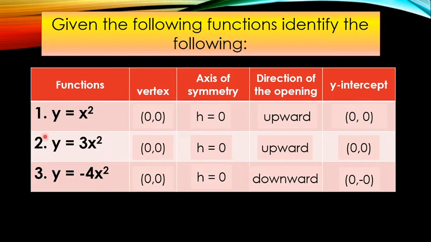Now, can you tell which of these three functions has the widest graph? Or rather, the narrower or the narrowest graph. It is y equals negative 4x squared. If we get the absolute value of negative 4x squared, the value of a here is positive 4. Since the value of a here is the greatest among these three, this graph is the narrowest among these three graphs.